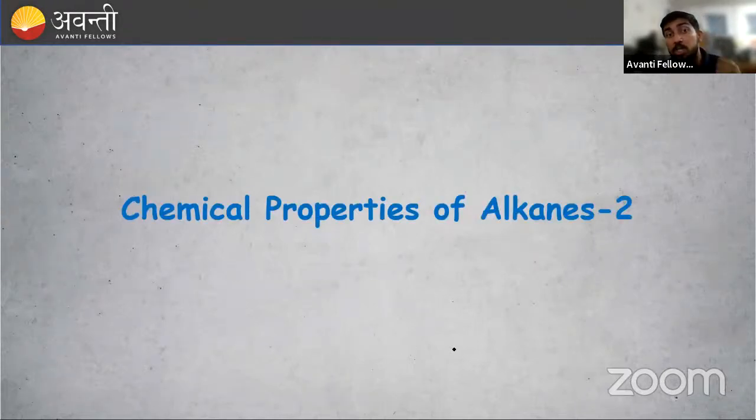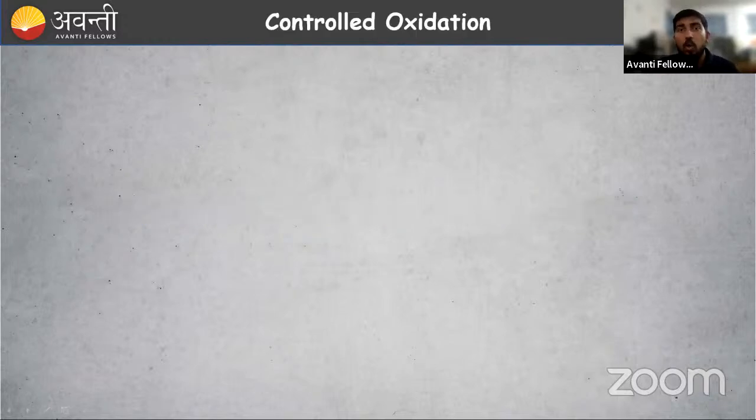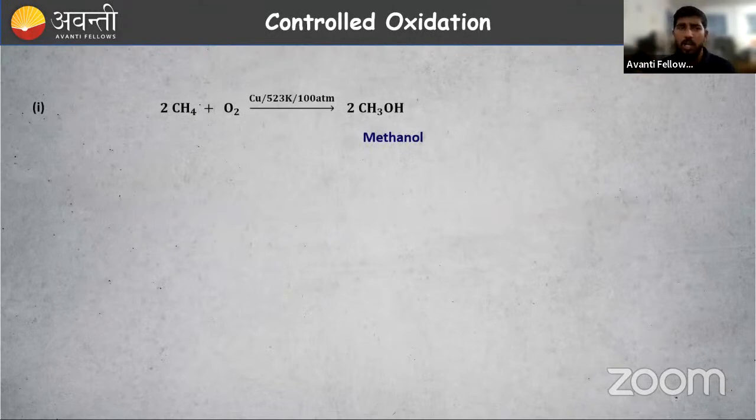We have to study some more chemical properties, the chemical reactions given by our alkanes. So let us study that. It's very important, right? Controlled oxidation. In the last case, a sufficient amount of oxygen was present. Here it is controlled. I'm giving only some amount of oxygen.